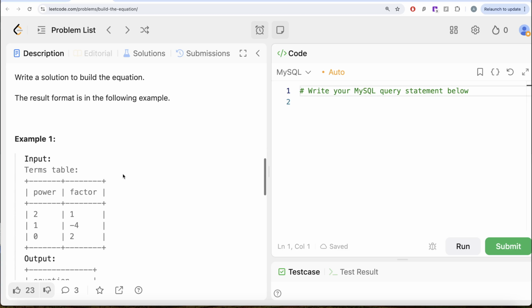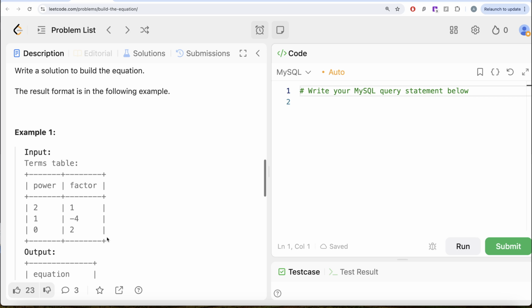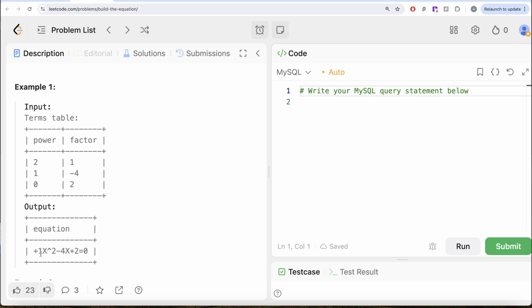Okay, let's go through this example. So here we have power 2, 1 and 0 and these are the factors. So the question says that if the power is 0, all you need is only the factor. So here you need plus 2. If your power is 1, all you need is minus 4x, and if it is greater than 1, it should be plus 1x to the power of 2, and that is what you have in our output, right? So plus 1x to the power of 2 minus 4x plus 2 equal to 0.